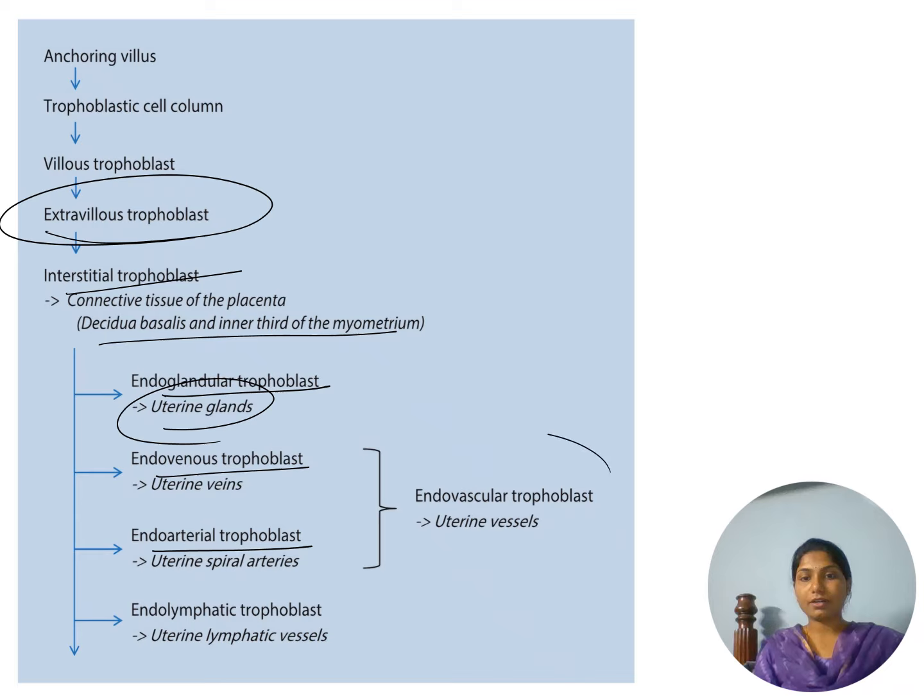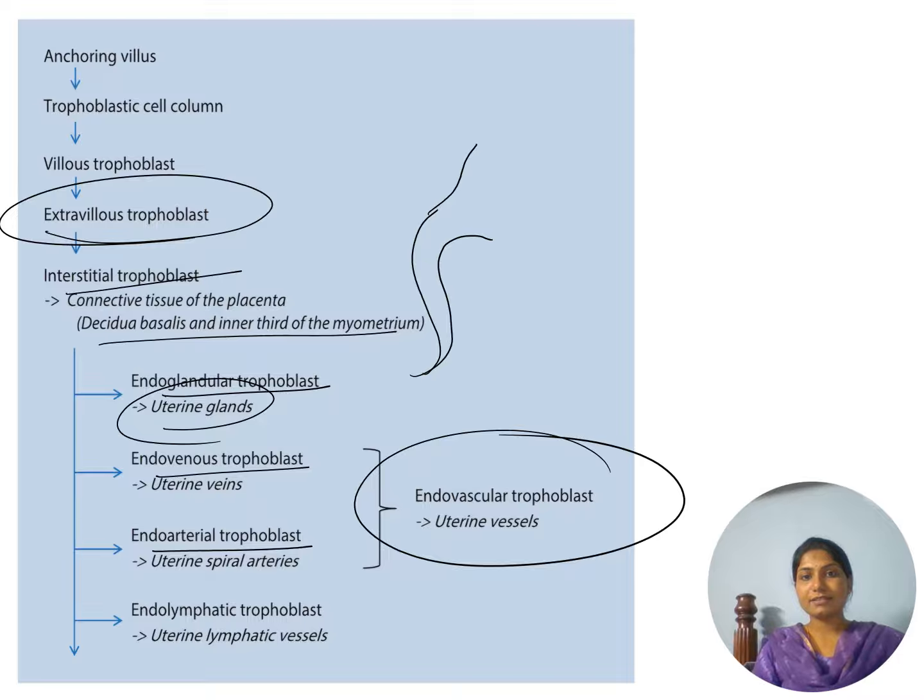and there are something called endovenous trophoblast and endoarterial trophoblast, and these together are called endovascular trophoblast. So once the uterine artery goes, it starts dividing, and it divides into radial arteries, arcuate arteries, and finally it forms something called a spiral artery, and these spiral arteries go and penetrate, and they are seen at the villi.